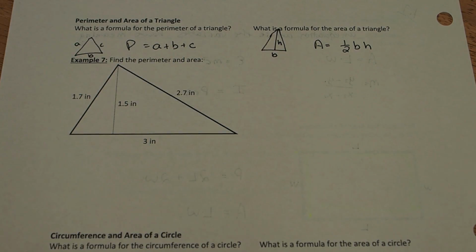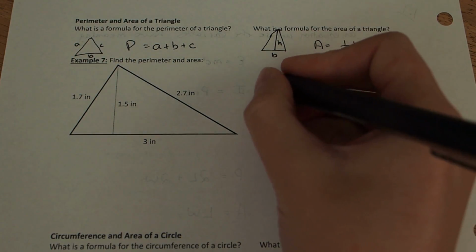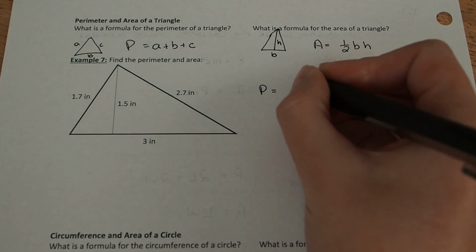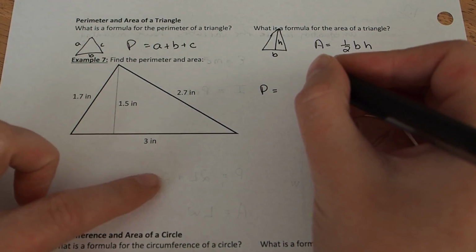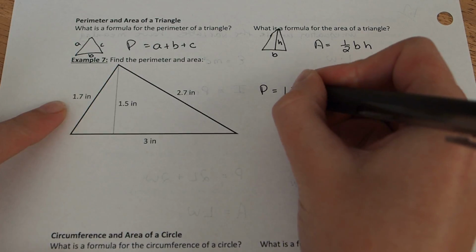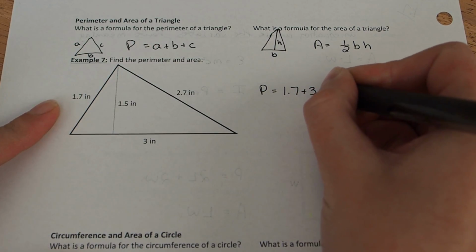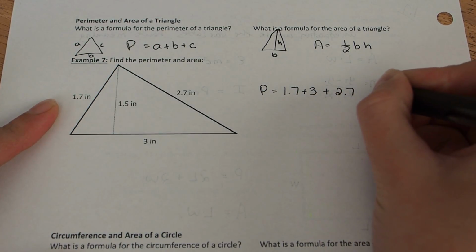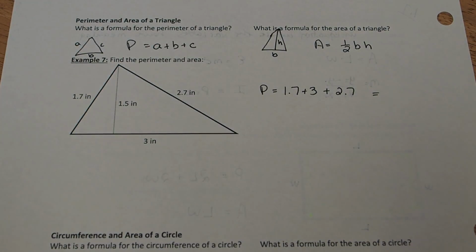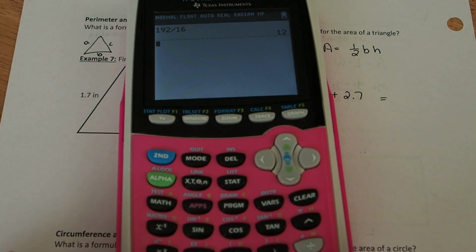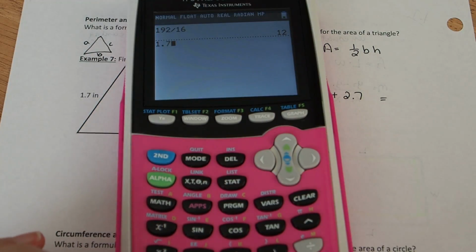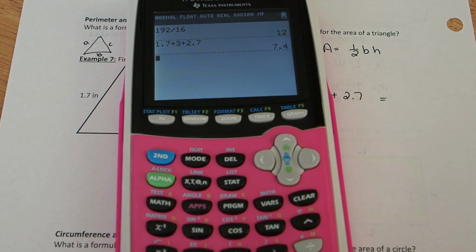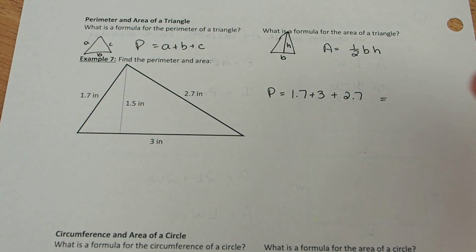Okay. So I'm going to find the perimeter and area of this triangle. So perimeter first. Perimeter is around the outside, so I'm going to add up the outside edges. So 1.7 plus 3 plus 2.7 equals 7.4 inches.